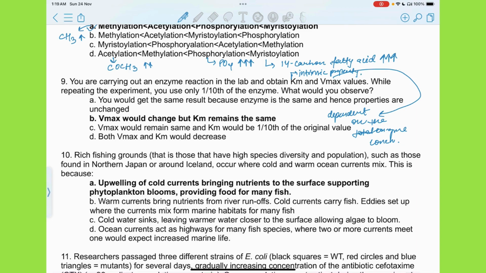Let's now look at the options. You would get the same result because the enzyme is the same and hence properties are unchanged. No, the result won't be the same. However, the Km is the same because it is an intrinsic property of an enzyme. Vmax would change, but Km remains the same. Yes. Vmax would remain the same and Km would be 1/10 of the original value. No, this will be vice versa. Vmax will get to 1/10 where Km will be the same. Both Vmax and Km should decrease. Again, it is wrong. So option number B.